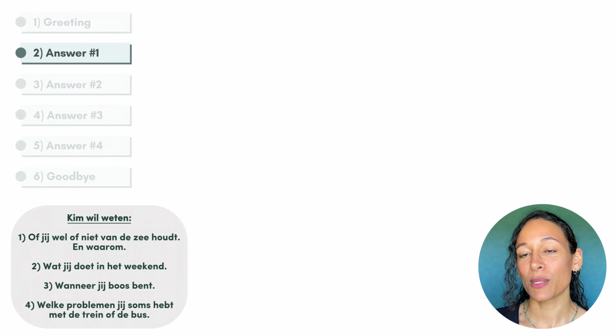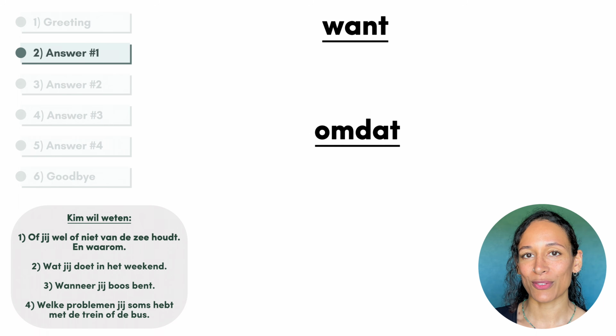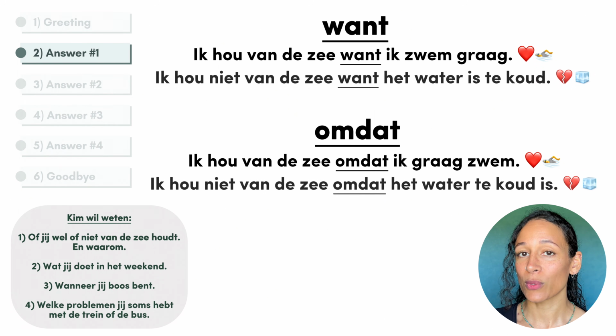Next, we'll respond to Kim's first question. Hou je wel of niet van de zee? Here you give your opinion and then your reason. For this you could use want or omdat. Bijvoorbeeld, ik hou van de zee, want ik zwem graag. Ik hou niet van de zee, want het water is te koud.